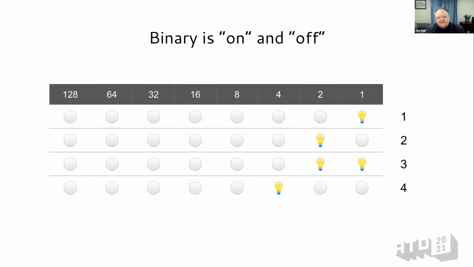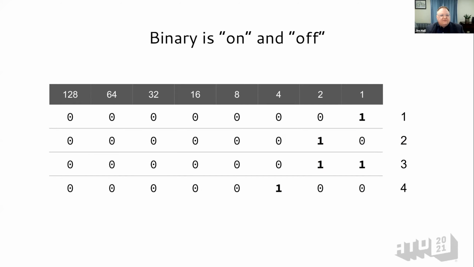But we don't usually represent them as light bulbs and blank spaces. We like to use 1s and 0s. So this is the same thing represented as 1s and 0s. If you have a 1 in the 2s and the 1s column, then 2 + 1 = 3. That's how we count in binary, and that's going to be important as we go along.